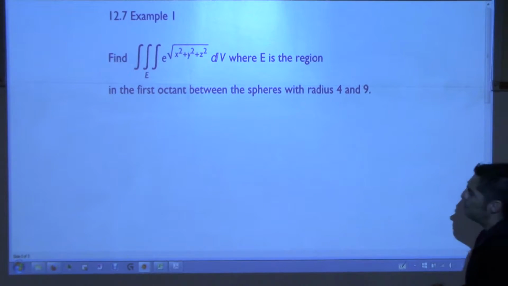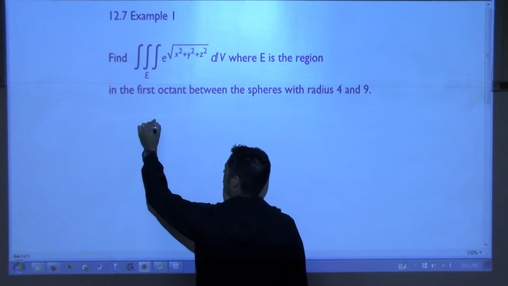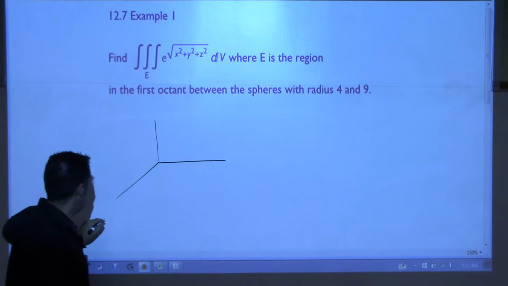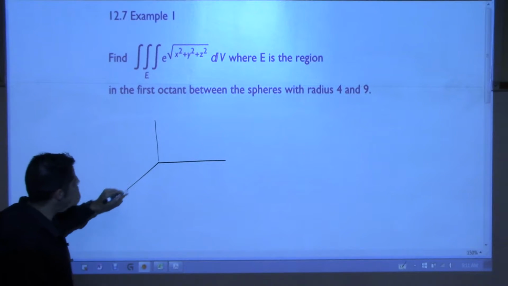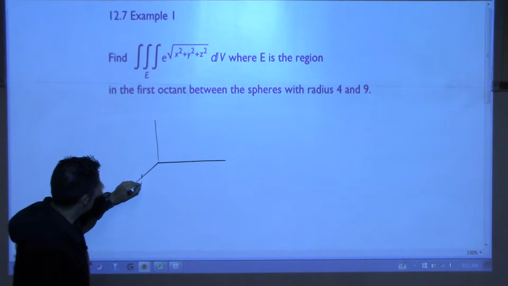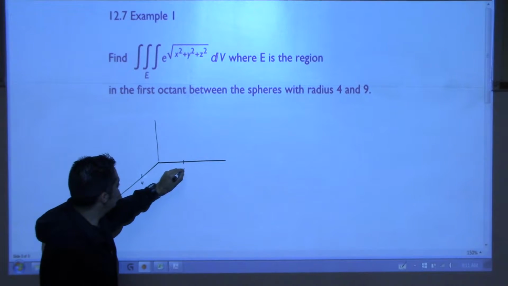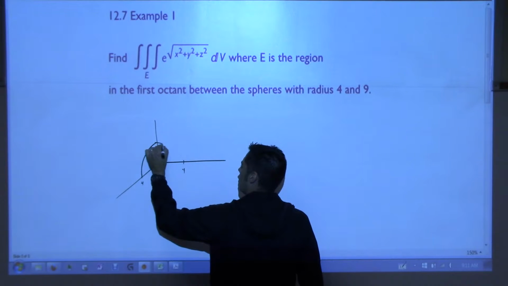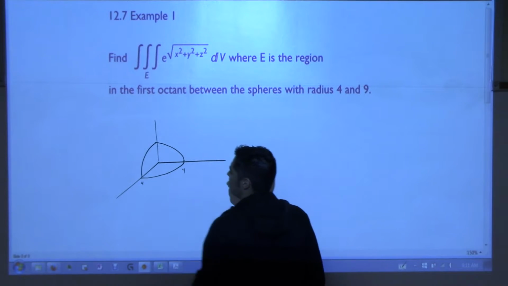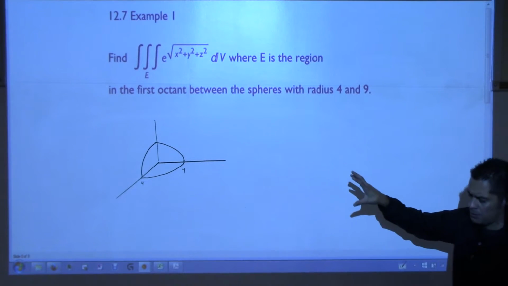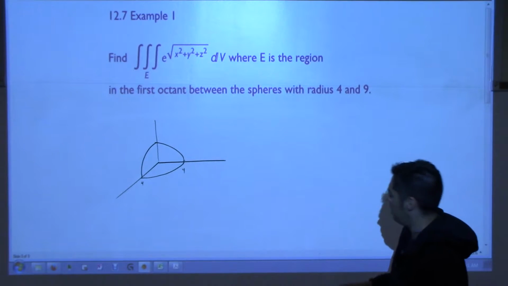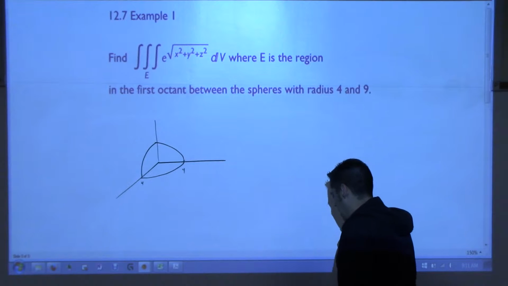So what I have here is I'm looking only in the first octant. I have a sphere of radius 4. So let's say here's 4, here's 4. And we know we have a sphere. So that's just the first octant portion of that sphere. And then we have another sphere, which has a radius of 9.